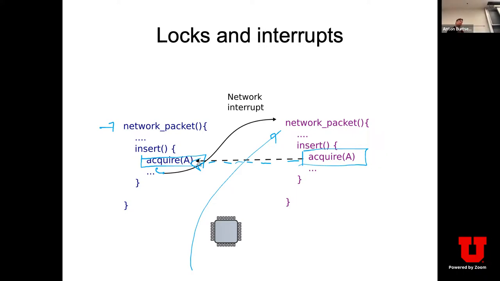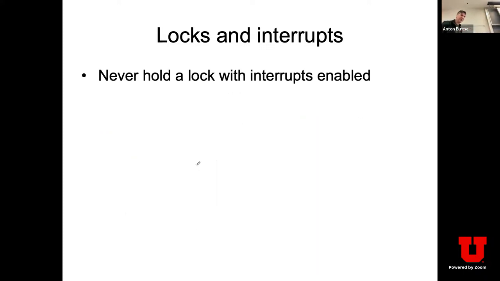So how do we approach this problem? How to solve it? Lock ordering will not help. It's one lock, just A. Disable what? Disable interrupts, right, exactly. So the discipline which the operating system implements is that you never hold a lock with interrupts enabled. So you first disable interrupts to prevent this case, because who knows, you acquired the lock and immediately an interrupt comes in, right?